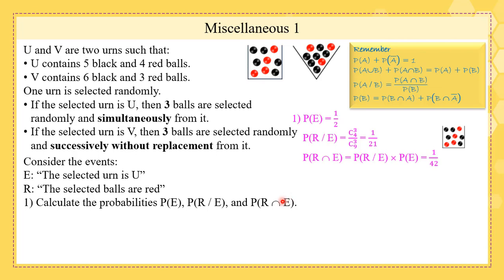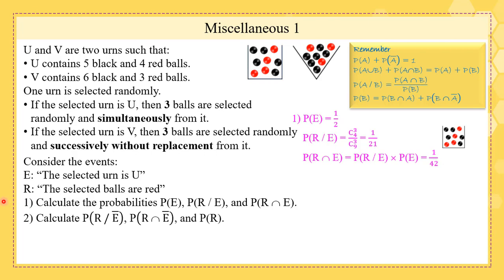Now, what is the probability of R intersection E? We use here the rule of conditional probability. The probability of R intersection E is the probability of R given E times P of E, and we know both of them, and this is 1 over 42.